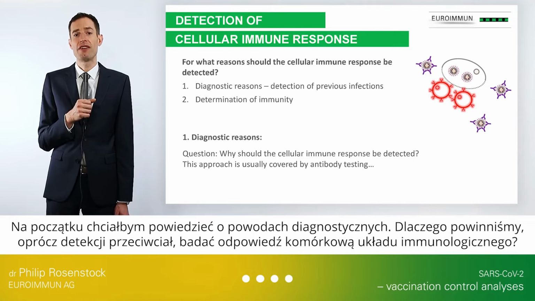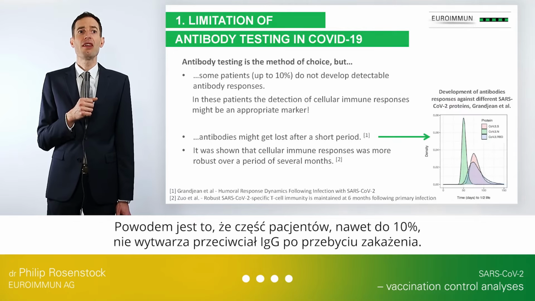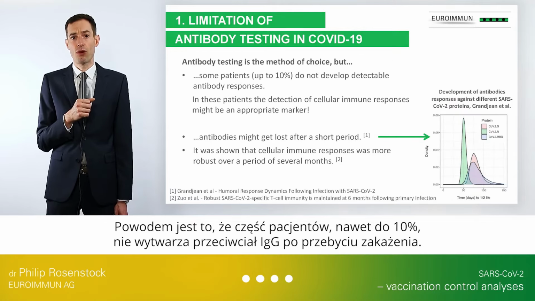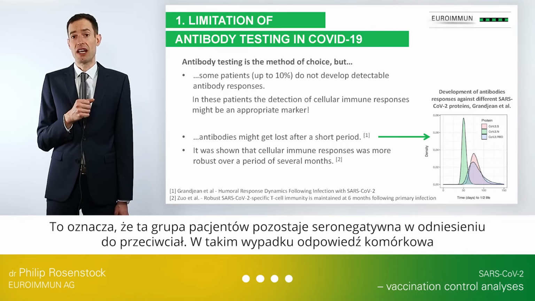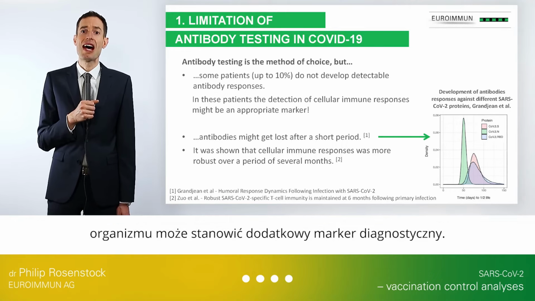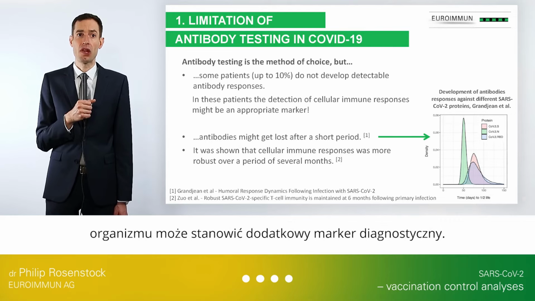So why should we detect the immune system on the basis of the cellular immunity, but not only on antibody testings? The reason is that some patients, it was described up to 10%, do not develop IgG antibodies after an infection. That means these people remain seronegative for antibodies, and of course here the cellular immune system might be an additional marker.